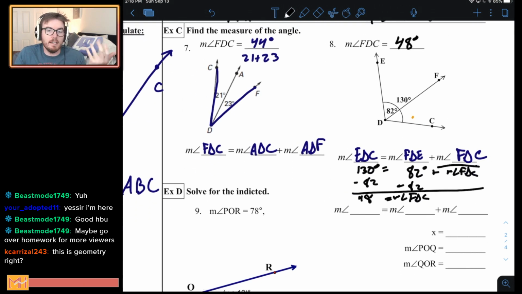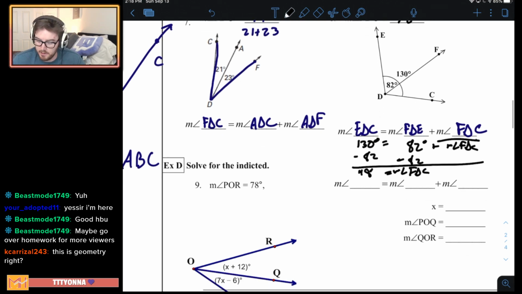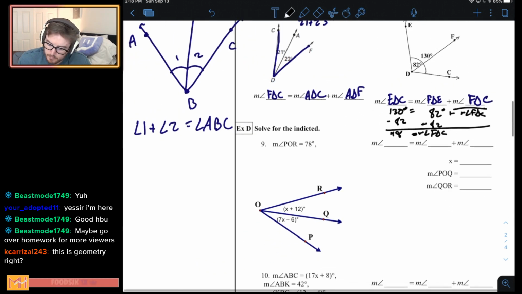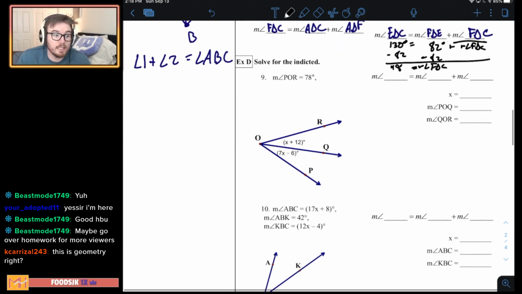So, I mean, that ought to feel like deja vu, except we're looking at angles instead of segments. Because literally it is the exact same thing. Angle addition postulate and segment addition postulate are long-lost twins, okay? Let's toss in a little bit of algebra.